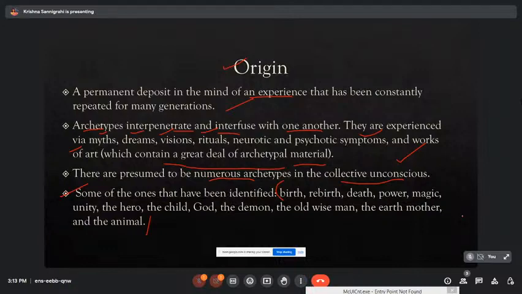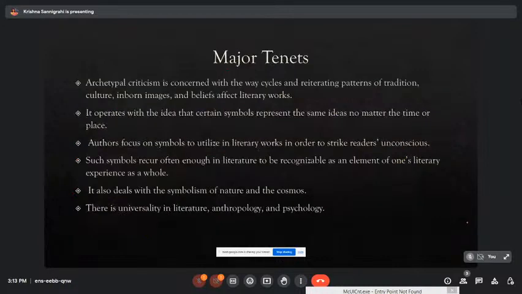What are the major tenets? Archetypal criticism is concerned with the way cycles and reiterating patterns of tradition, culture, inborn images, and beliefs affect literary works. So how do images affect the literary works which we are reading? It operates with the idea that certain symbols represent the same idea no matter the time or the place. So it expects that certain symbols represent the same ideas no matter in which time they are put.